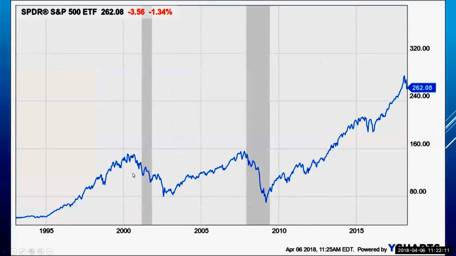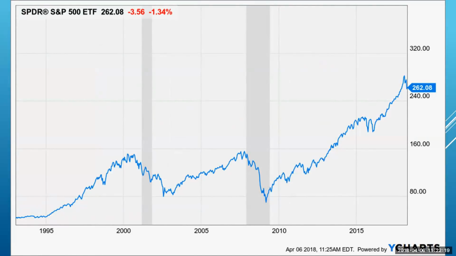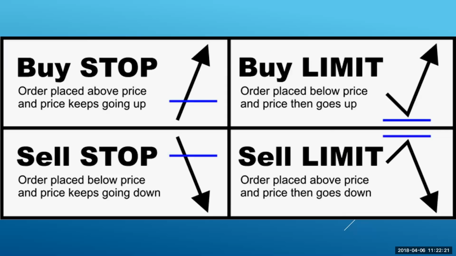And if you stretch out this chart going back another 100 years, you'll see it's pretty dramatic that periods of downtime in the market are short, measured in quarters or just a few years, and up markets are measured in years and, in this case, a decade.